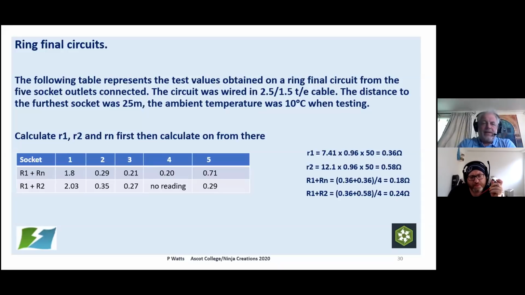Okay, so that leaves socket 1 and socket 5. Have a look at those. Socket 1, we got readings that are way over the top on both R1 Rn and R1 R2. They're way over the top. Very unlikely to be a spur unless you've installed a spur 3 doors down. And socket 5, we've got R1 R2 looks okay, but R1 Rn is high. So what could be the issues there?